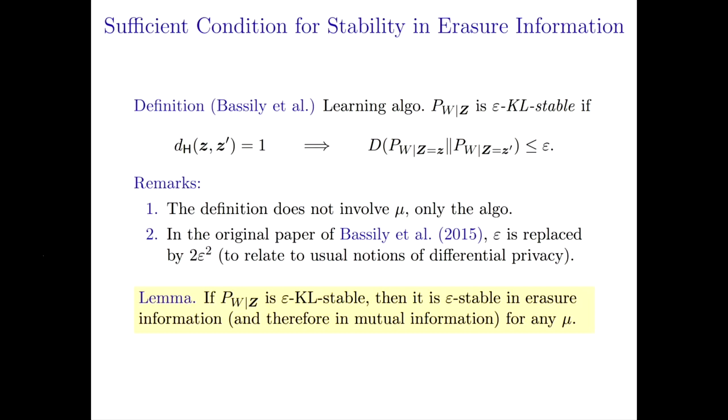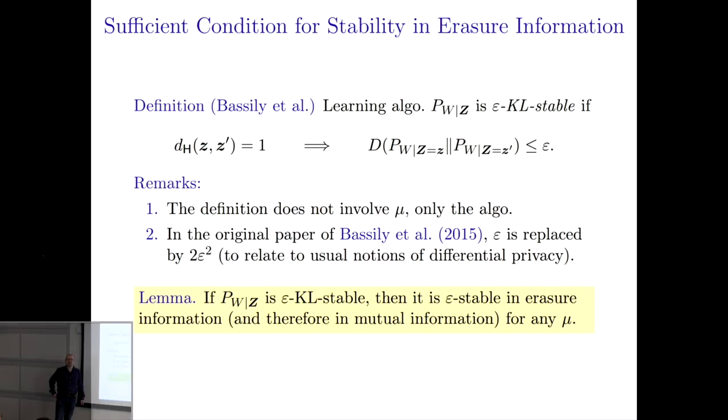If I give you two data sets that differ in one element, then the relative entropy between the conditional distribution of the hypothesis given these two data sets is less than epsilon. Notice that in this definition, just like a lot of these differential privacy definitions, the data are treated as a deterministic object. And the only transformation we're allowed to do is change one of the elements of the data set at a time. And of course, the caveat, if you read the paper by Basili et al., is that they actually replace epsilon by 2 epsilon squared, for reasons of Pinsker, basically, because ultimately they want to deal with total variation as opposed to KL divergence.